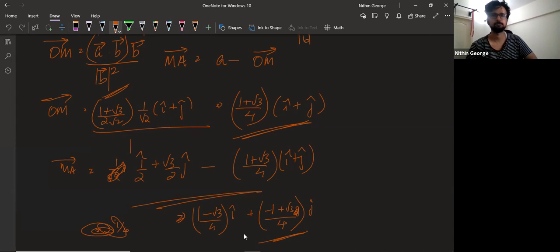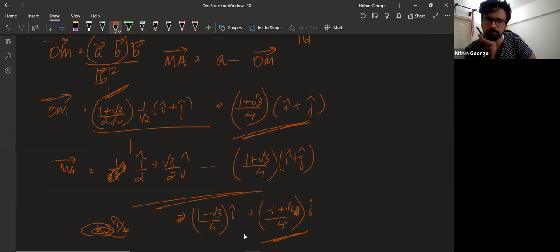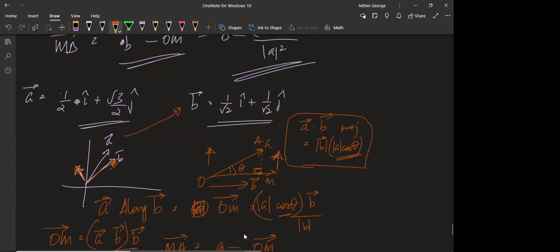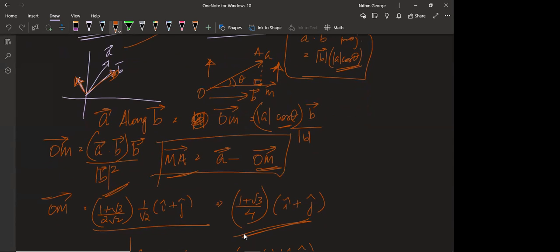Any doubts here? From the A vector, you subtract the OM vector we found, sir. Yeah. Because the A vector is equal to AM plus OM. This is the important part here. It's the triangle law only, no, sir? Yeah, triangle law only. Okay, sir.